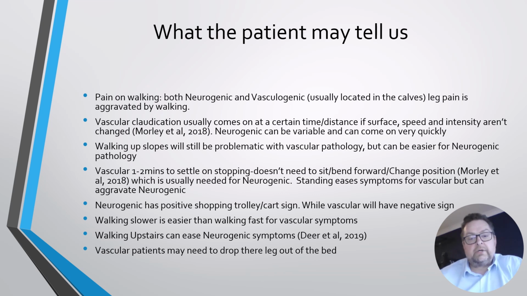Walking slower can be easier than walking faster for vascular patients. Walking upstairs, as we mentioned, can ease neurogenic symptoms because of increased flexion at the spine, but vascular patients may find this more of a challenge. Another key sign with vascular patients is when they report that they have to drop their leg, move their leg out of the bed, dangle it off the edge to try and help their symptoms.